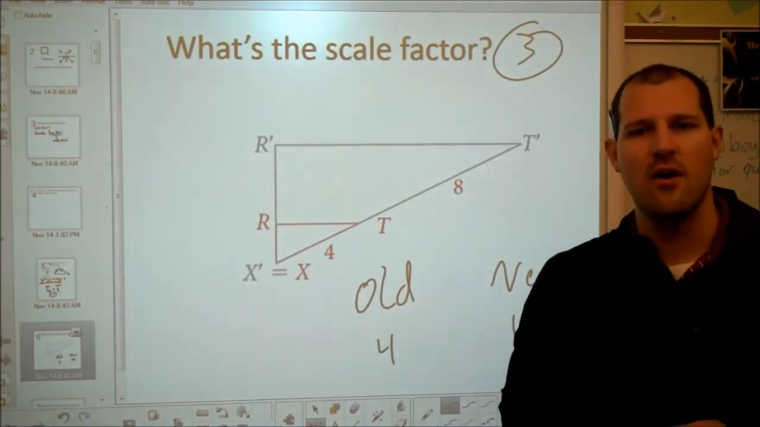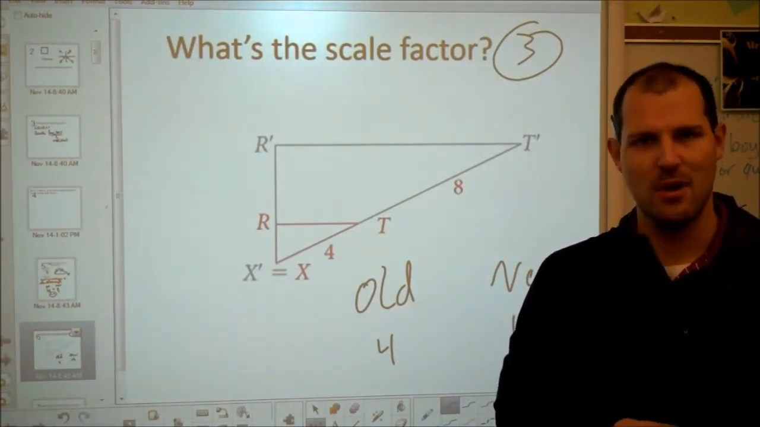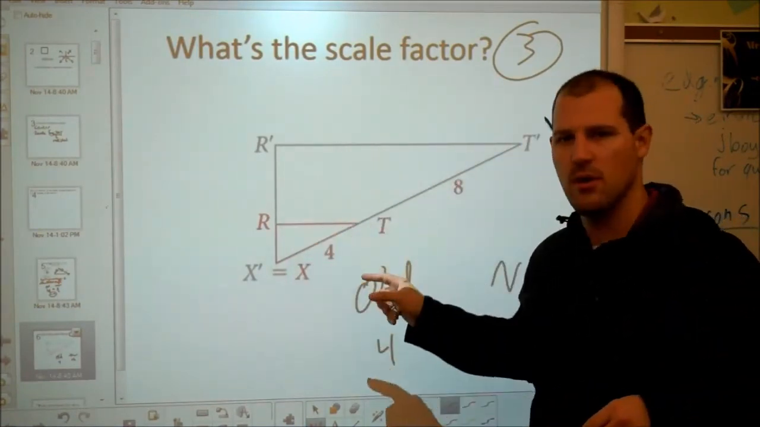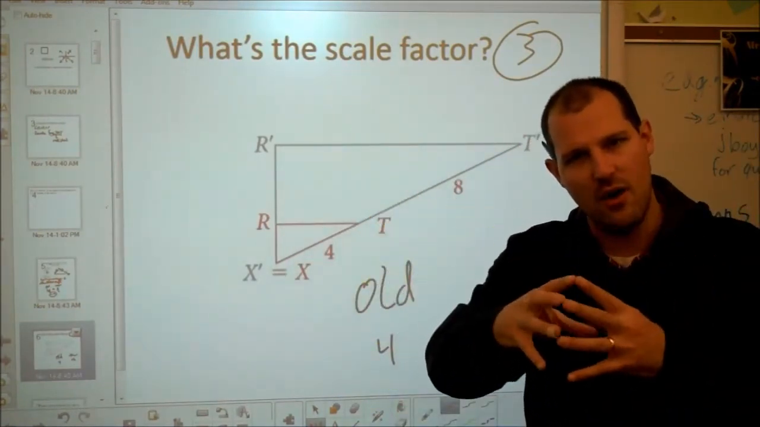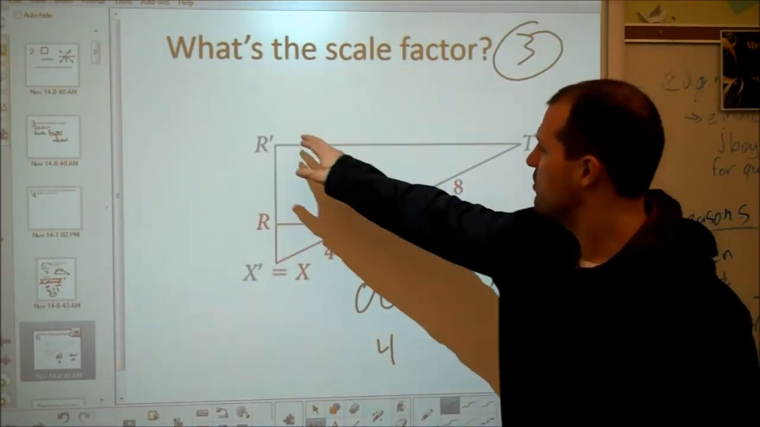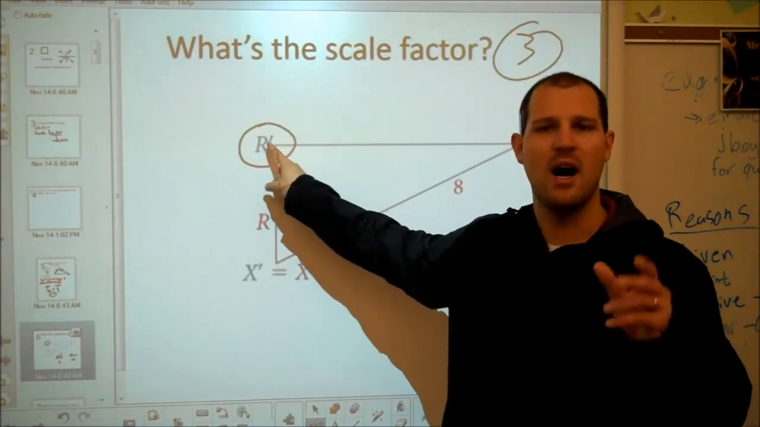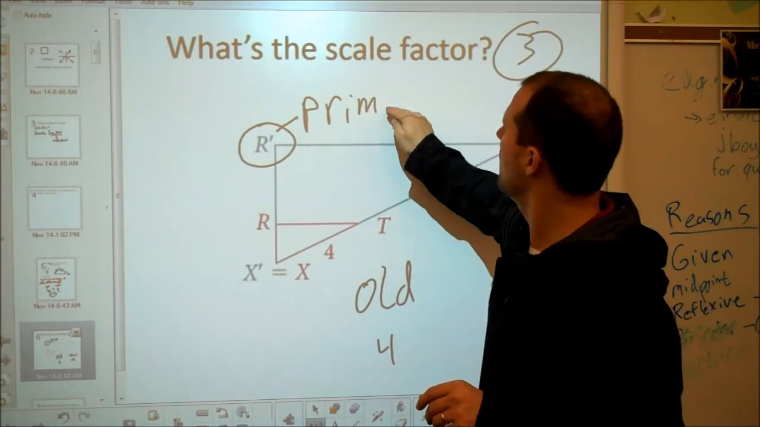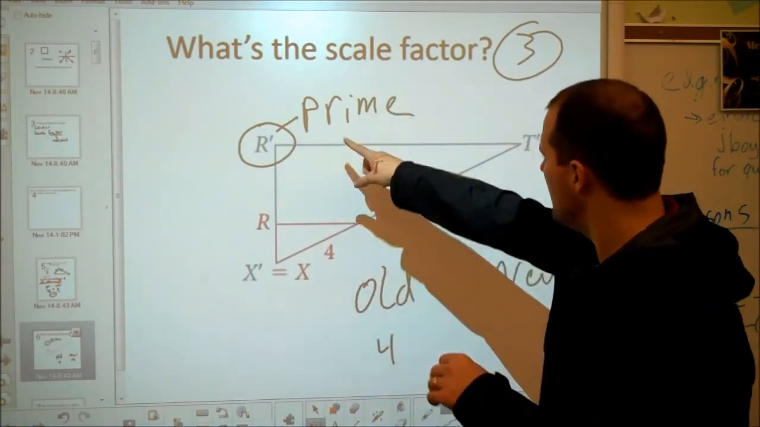Now one thing I want to point out, how do we know which shape is the new shape and which shape is the old shape? Because isn't it possible that this big shape was the old shape and then it shrunk down? Yeah, that is possible. Here's how we can tell the difference. Notice right here, this R, you see how it has an apostrophe after it? The way we say that is prime. Okay, make sure you're marking this down in your notes. The way we say that is prime.